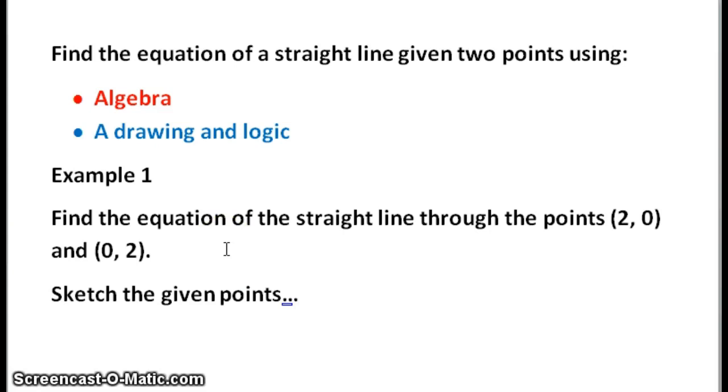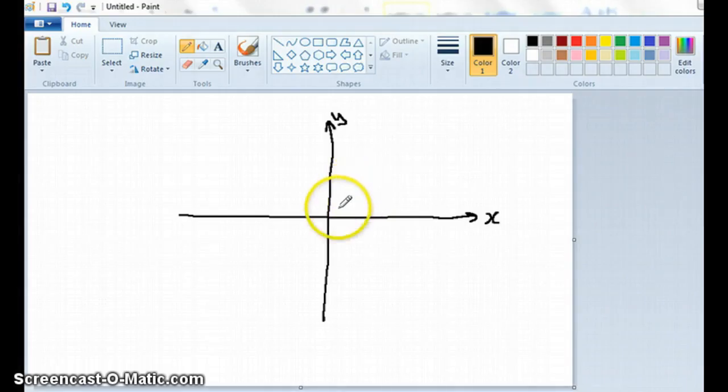So what we're going to do is sketch these 2 points. Our 2 points are (0, 2) and (2, 0). So let's do (2, 0) first. We go along the x-axis 2 with my dot here. Label my point (2, 0). And I'm going to go up the y-axis. Put (0, 2). X is 0, y is 2. Put my dot here. And look, I can see my straight line straight away.